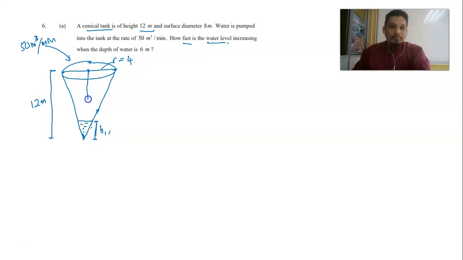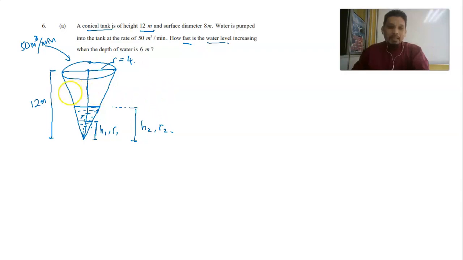Okay, let's say this is the center of the cone. Let me make a nice straight line here because I'm not using a ruler. So then H1, the radius is R1. Okay, after a few minutes, the water level increases. So at this point now, it is H2 with a new radius, which is R2.